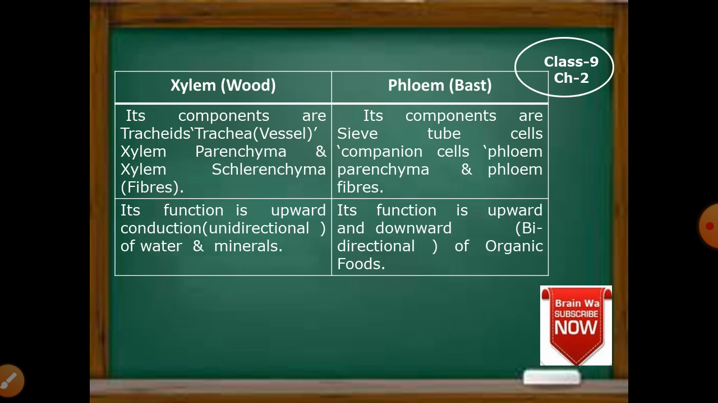We will discuss the differences between xylem tissue and phloem tissue. In xylem tissue, the components are tracheids, vessels, xylem parenchyma and xylem sclerenchyma, that is fibers. In phloem tissue, the components are sieve tube cells, companion cells, phloem parenchyma, and phloem fibers. In xylem tissue, the function is upward conduction only, that's why it is called unidirectional conduction of water and minerals. Phloem conducts in both directions, upward and downward, that's why it is called bidirectional conduction of organic food.